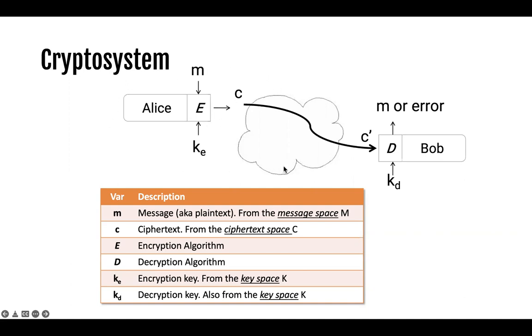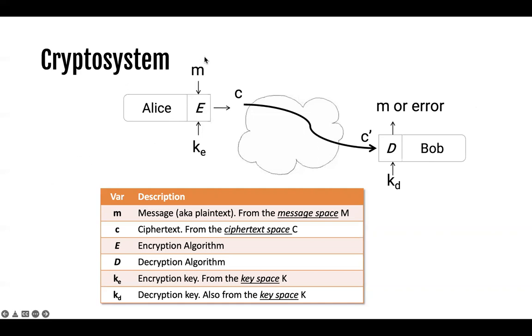let's just look at the picture first. There are two parties over there. One is Alice and the other is Bob. Now assume that Alice wants to send an encrypted message to Bob, okay? Usually when we say encrypted message, that message can be represented as C because it represents the ciphertext. So Alice uses an encryption algorithm, which we represent with a capital E.